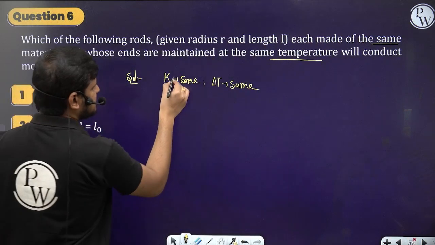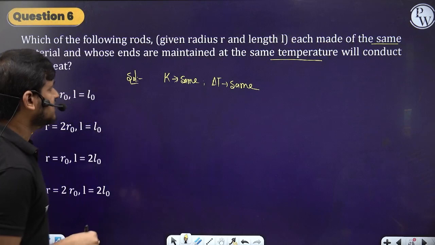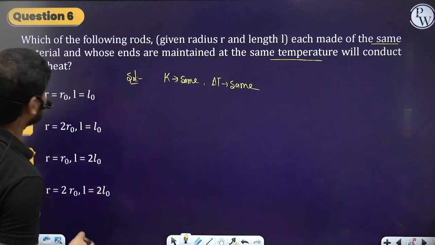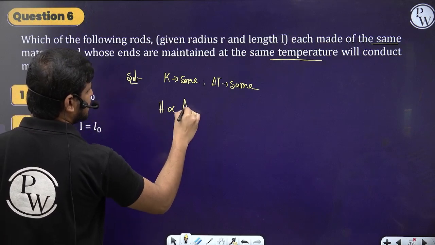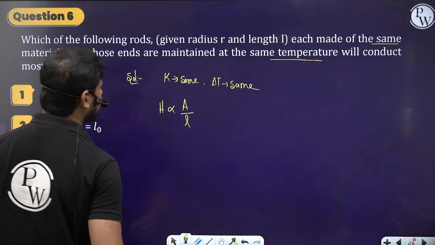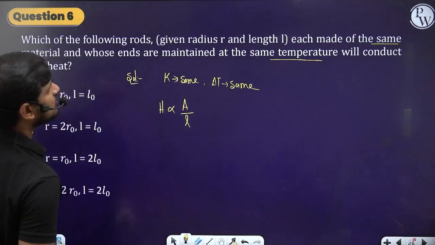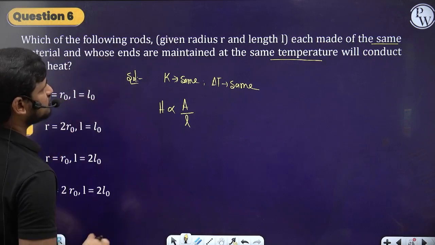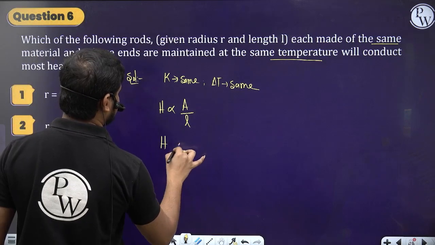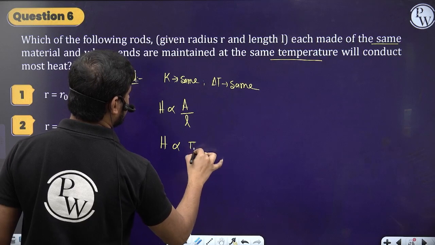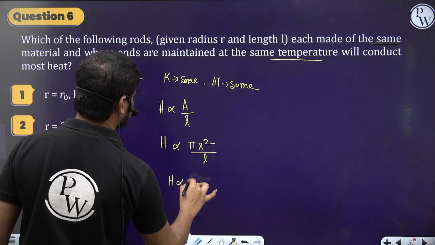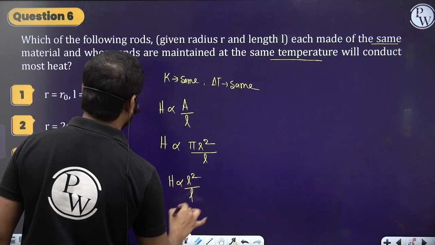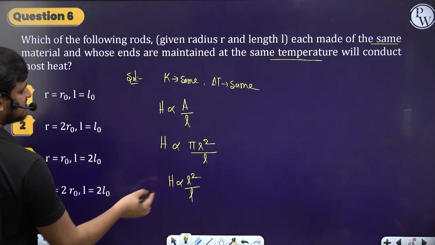So let's write. You have to check the options. H is directly proportional to the cross sectional area and inversely proportional to length. Here the radius r is given, which means H is directly proportional to pi r square by L. So H is directly proportional to r square by L. For each one you have to check the r square by L value.